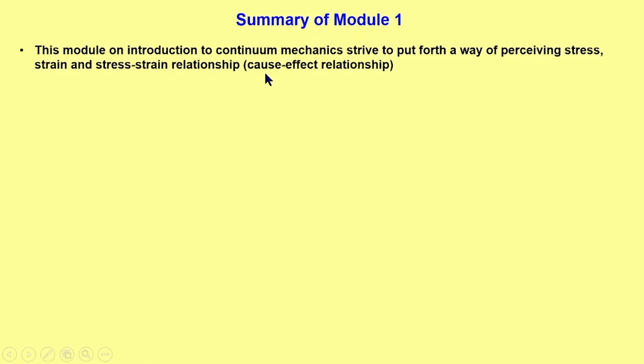Welcome all of you. Till last lectures, we were essentially discussing module 1, and with the mathematical formulation of the axisymmetric condition, we came to the end of module 1. So, before going to module 2, let us understand and summarize what we have learned in module 1. Module 1 was an introduction to continuum mechanics and strived to put forth a way of perceiving stress, strain and the stress strain relationship, which we called the cause effect relationship.